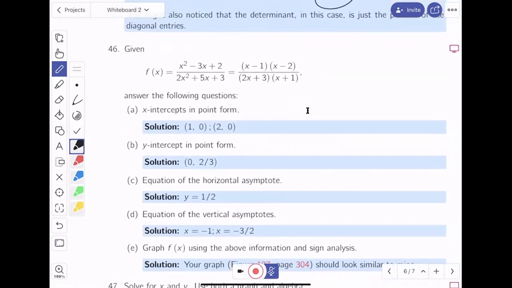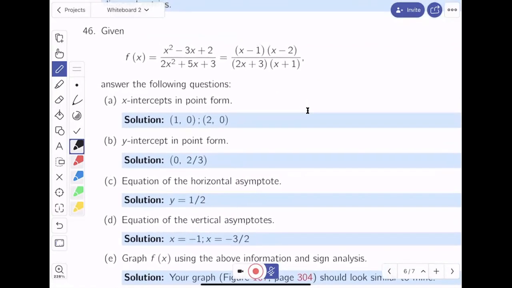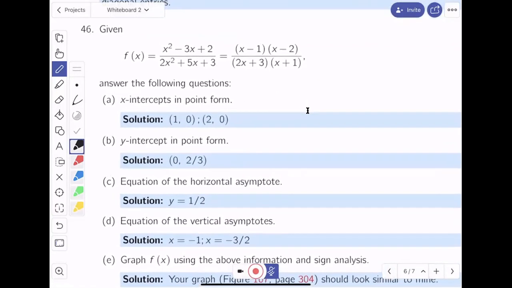All right, let's look at number 46. More challenging, isn't it? So let's go through it. They give you a function, and they want to know the answers. What are the x-intercepts? Well, the x-intercepts occur when the top becomes 0, provided the bottom is not simultaneously 0. That would occur at 1 and at 2, and those are listed for you, pretty simple. Y-intercept, what do you do? Set x to be 0, you get 2/3. Pretty simple.